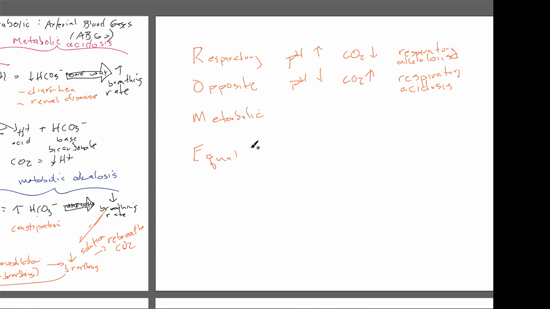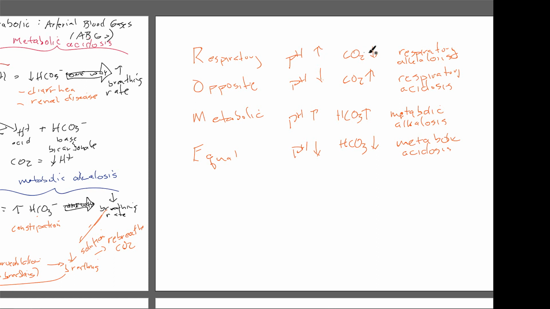And then ME stands for metabolic equals. And so if pH is high, bicarb is high, they're both equal, then this is metabolic. Since the pH is high, it's going to be alkalosis. But if the pH is low and the HCO3 is low, then this is metabolic acidosis.